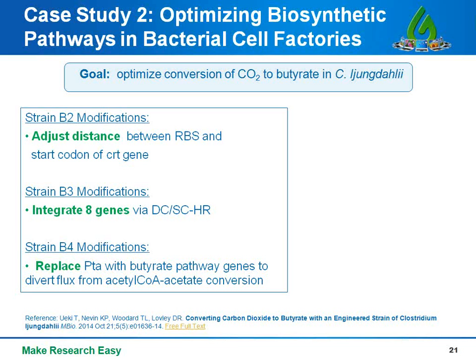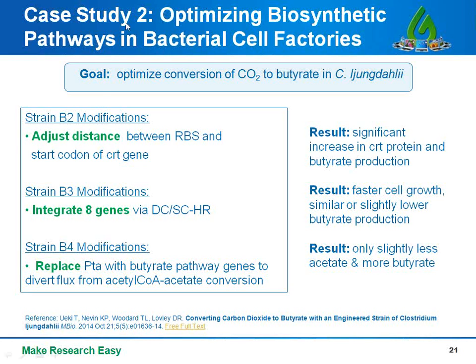They thought, well, instead of simply integrating these 8 genes, what if we made these 8 genes actually replace an endogenous gene that we think may be competing with our pathway. So the PTA gene converts acetyl-CoA into acetate, and they really wanted to divert flux away from acetate production and toward butyrate production. So they thought, let's just knock out the PTA gene, and we'll put our butyrate pathway genes in the place of PTA in the host genome. And that should give us even better flux through our new synthetic butyrate pathway. So let's see what the effect of each of these modifications was.